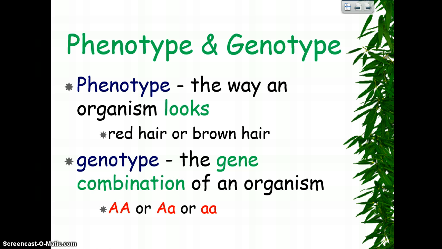Genotype would be your genes. Technically, we can't see genes. Like I mentioned earlier, we're using letters to represent them, and there's only really three options: big letter, big letter; big letter, little letter; or little letter, little letter. And it does not matter what letter you use. You could use A to represent 100 different traits.